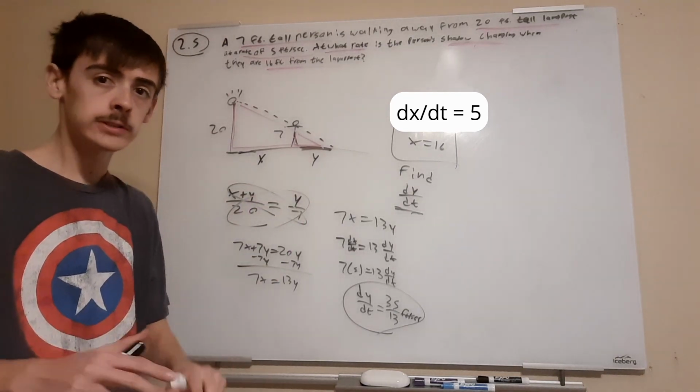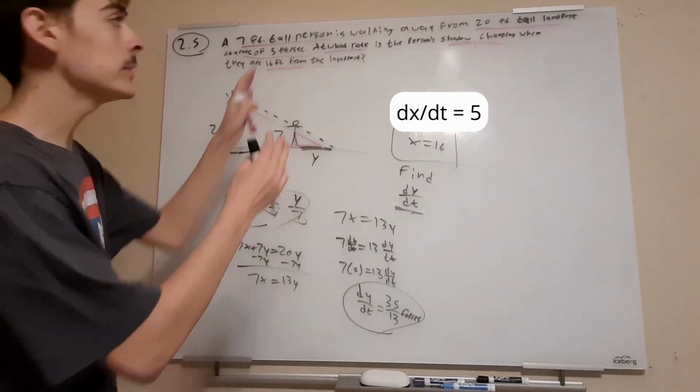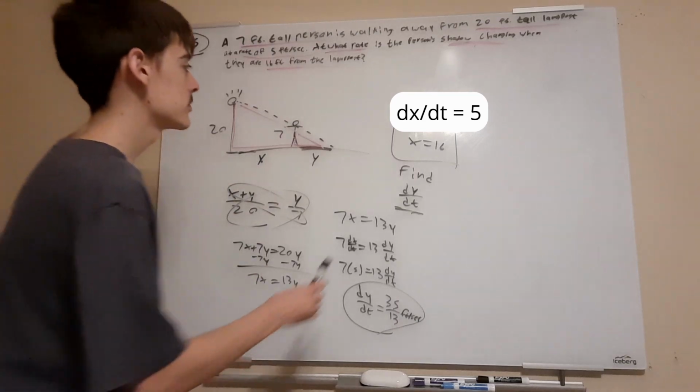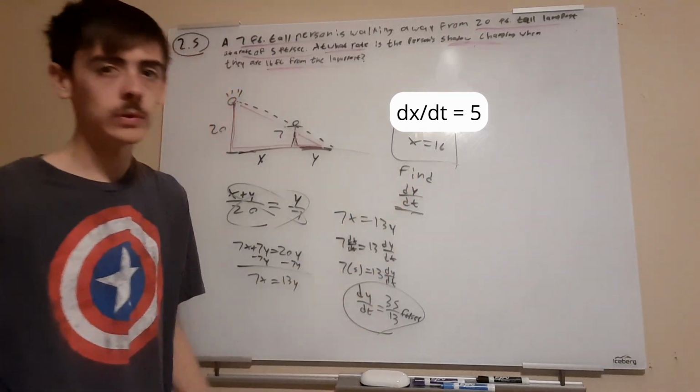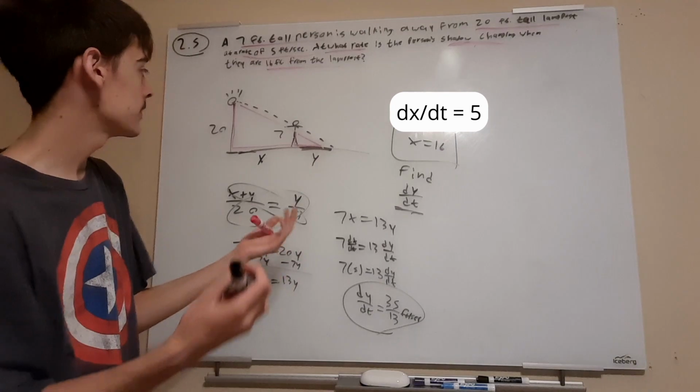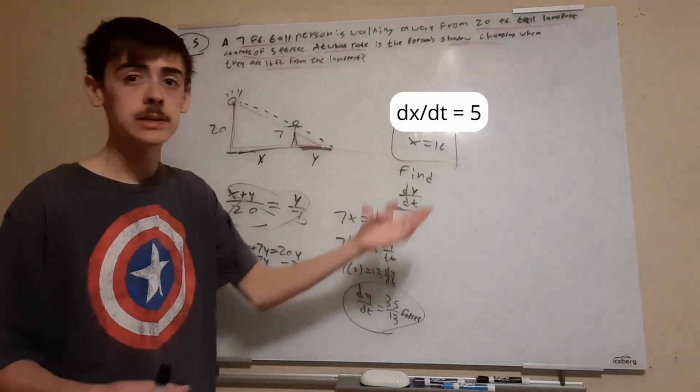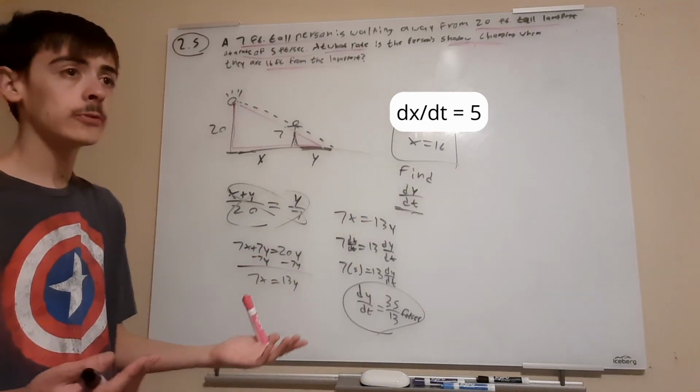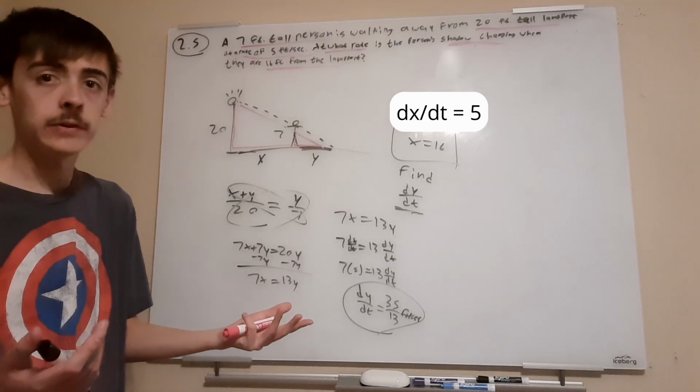An important thing that shadow problems teach us is that we don't necessarily always use all our information. Remember, we were told x equals 16. We never used that. So you don't always use all your information, but you should always consider it at the very least.